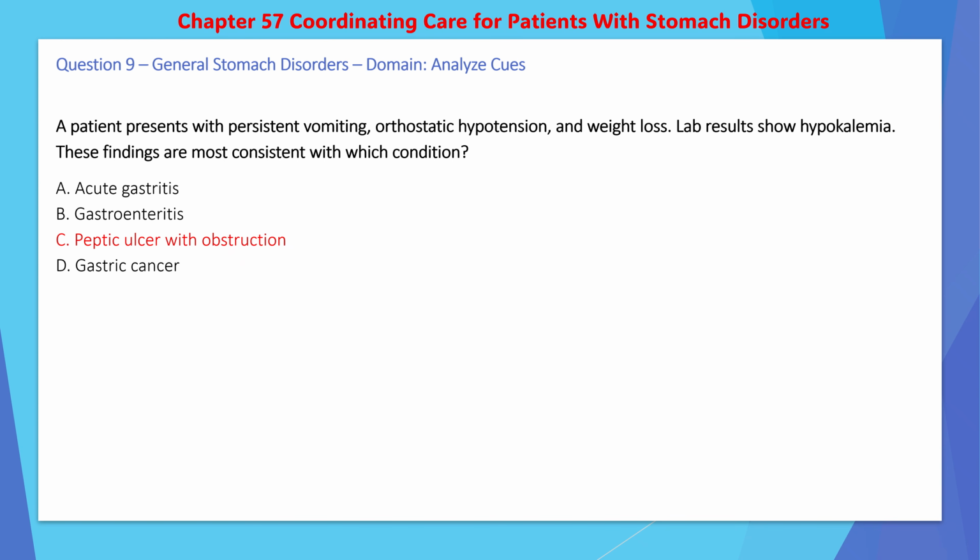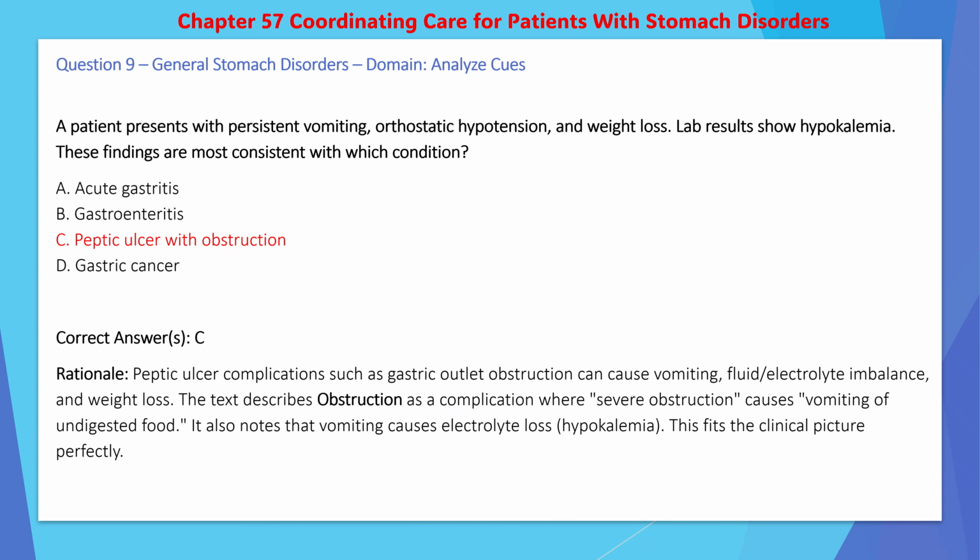The correct answer is peptic ulcer with obstruction, because peptic ulcer complications such as gastric outlet obstruction can cause vomiting, fluid and electrolyte imbalance, and weight loss. The text describes obstruction as a complication where severe obstruction causes vomiting of undigested food. It also notes that vomiting causes electrolyte loss, hypokalemia. This fits the clinical picture perfectly.